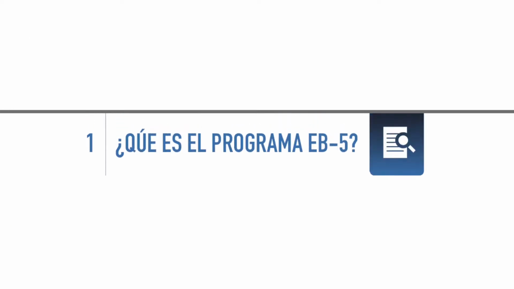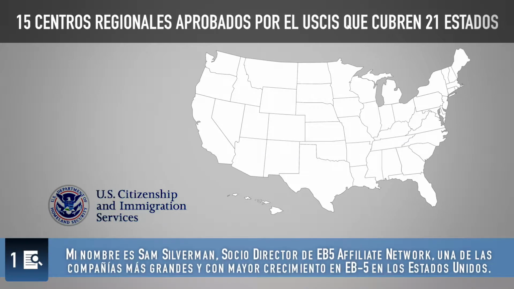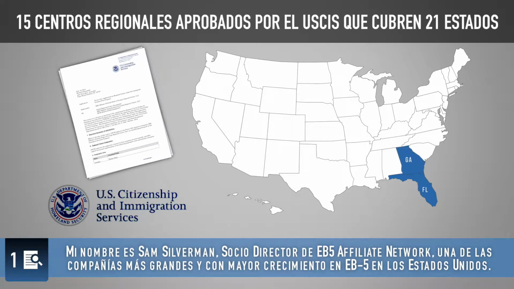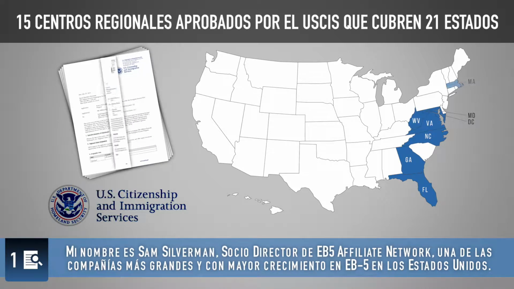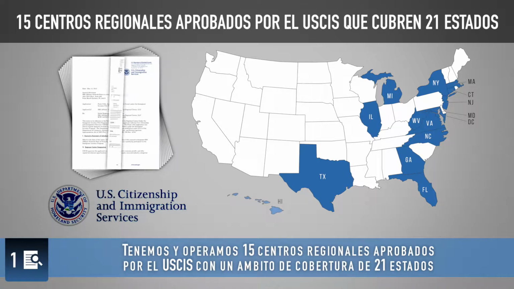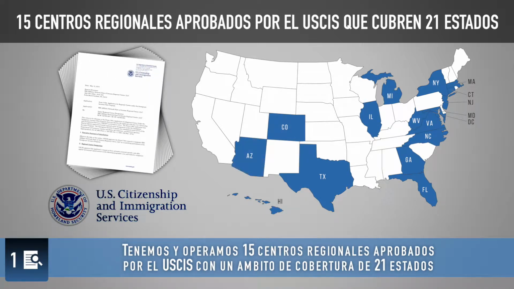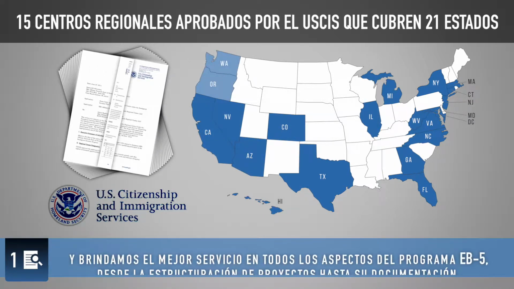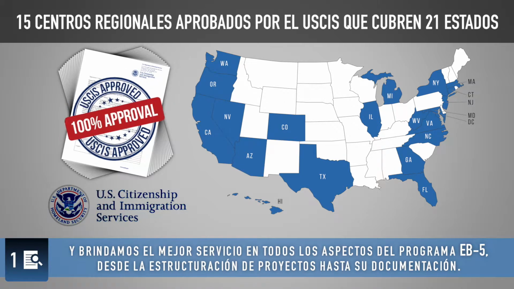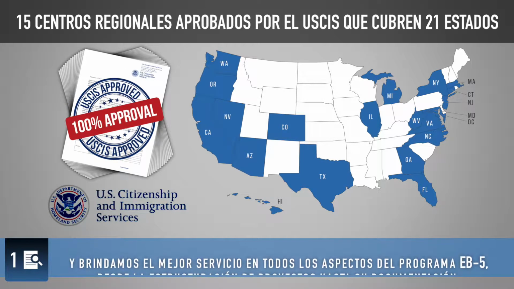What is the EB5 program? I'm Sam Silverman, Managing Partner of EB5 Affiliate Network, one of the largest, fastest-growing EB5 companies in the United States. We own and operate 15 USCIS-approved regional centers with a geographic coverage area of 21 states and provide best-in-class services across all aspects of the EB5 program, from project structuring to documentation.